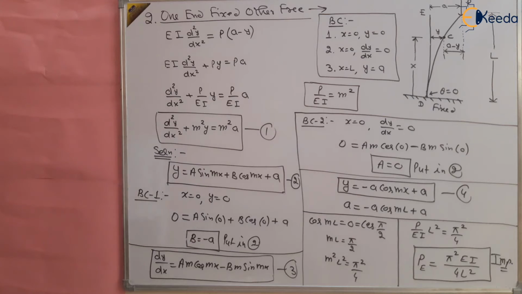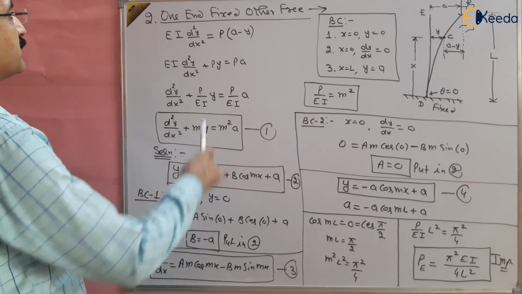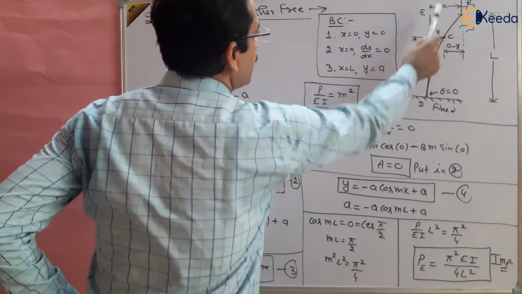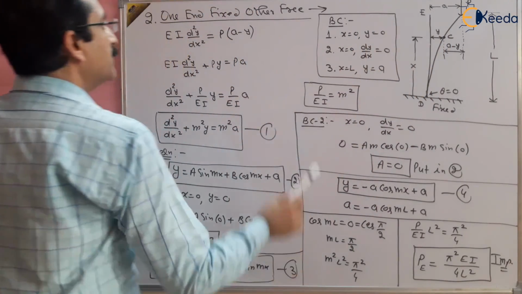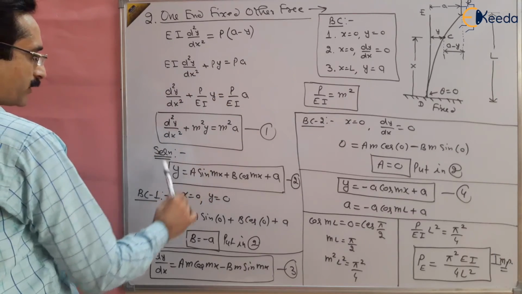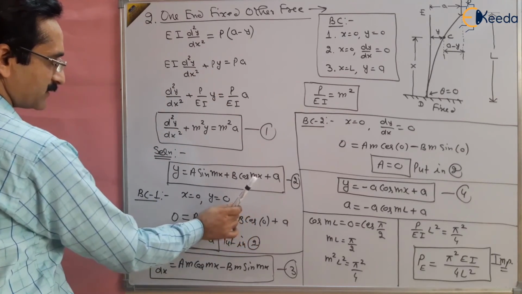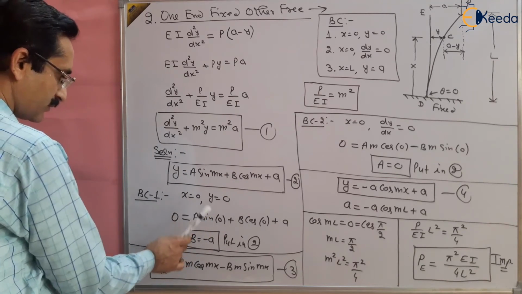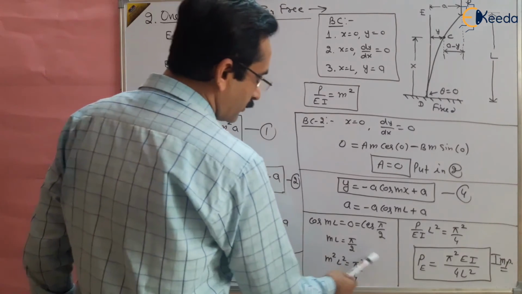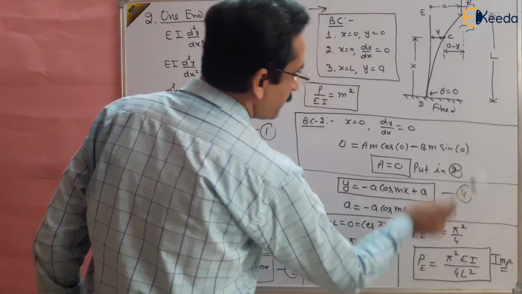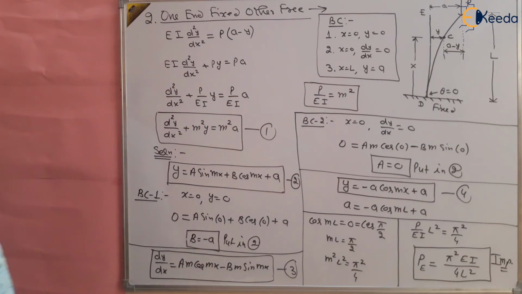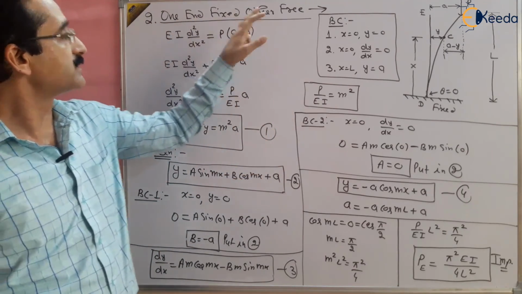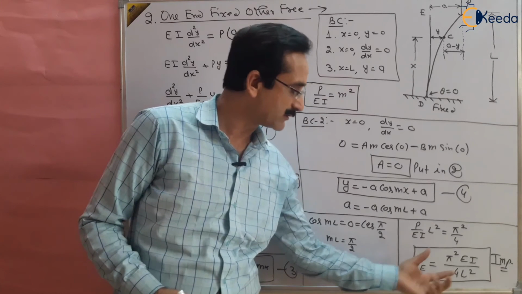So what we have done in this case is, we are using one end fixed and other end free. These are the boundary conditions. Using these boundary conditions we have found the solution of this differential equation, and you will get the load PE as pi square EI upon 4L square. So this is the solution of this problem, one end fixed, other end free. The Euler's load is given by this equation.